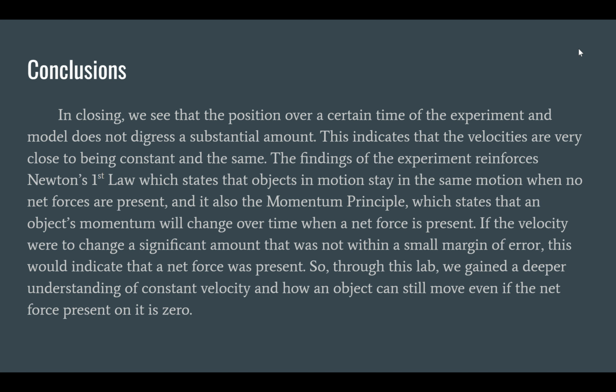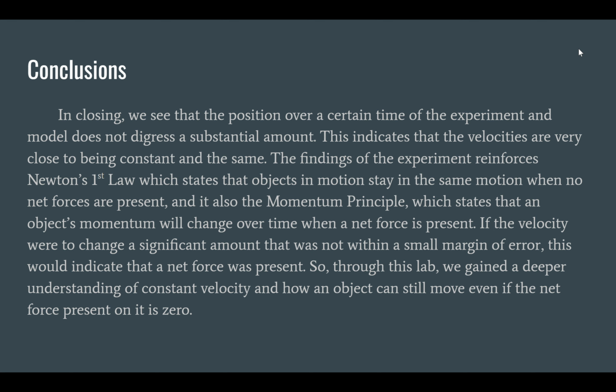Conclusions. In closing, we see that the position over a certain time of the experiment and model does not digress a substantial amount. This indicates that the velocities are very close to being constant and the same. The findings of the experiment reinforce Newton's first law, which states that objects in motion stay in the same motion when no net forces are present, and also the momentum principle, which states that an object's momentum will change over time when a net force is present.